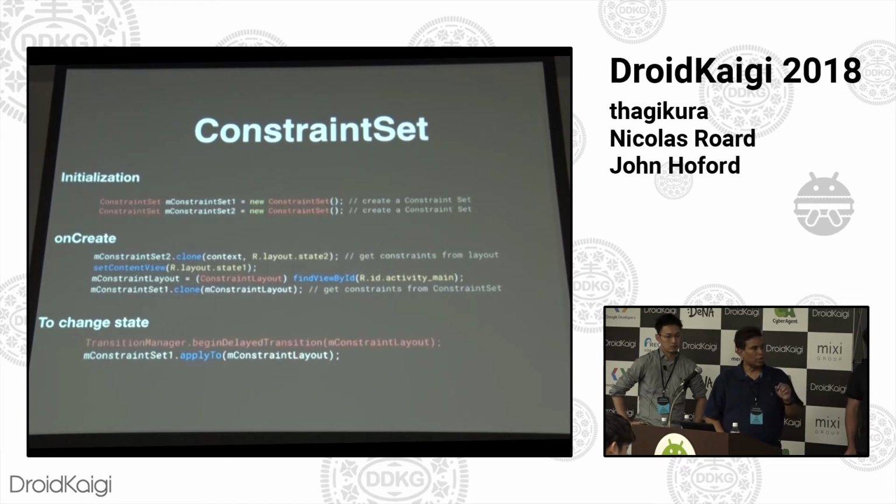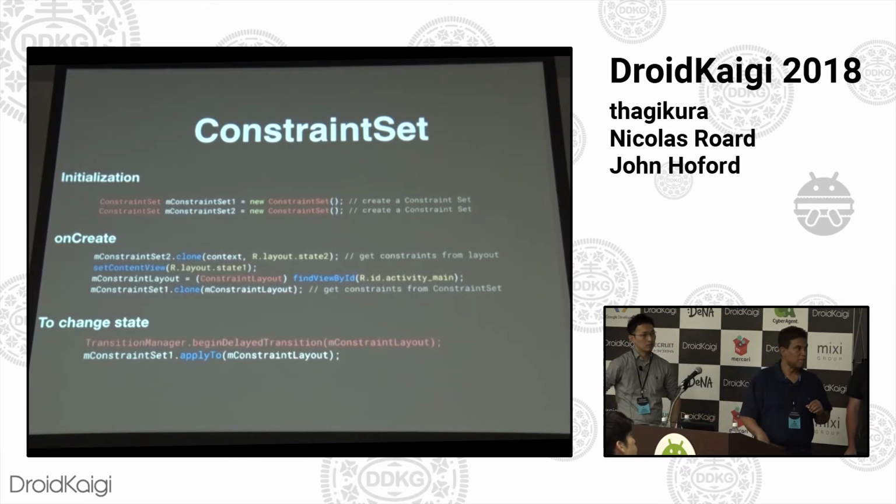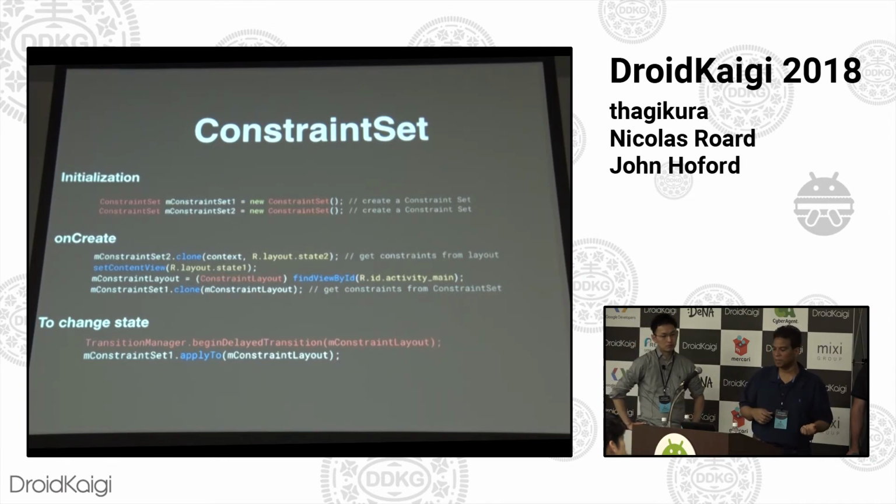Now, one of the cool things, thanks to Chet, is that you can use beginDelayedTransition, and it'll automatically animate between the two. So you get this animation for free between one constraint set and another constraint set.